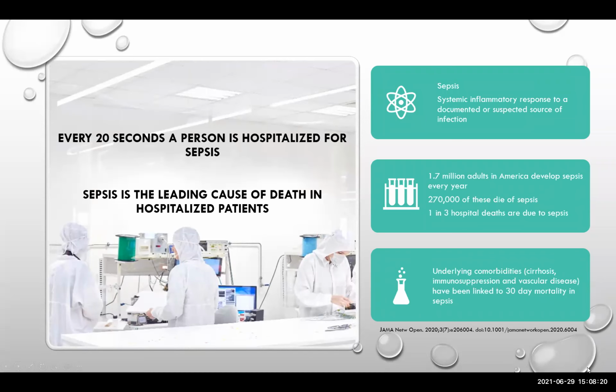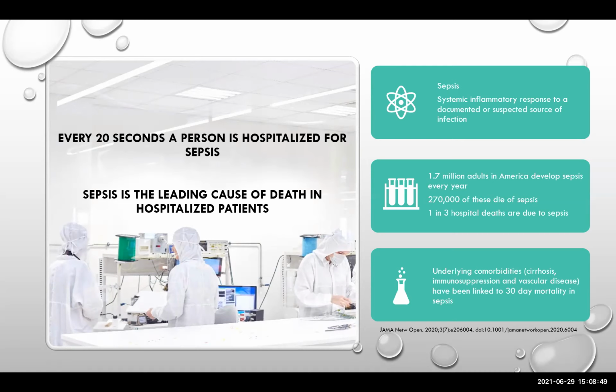Every second, a person is hospitalized for sepsis. Sepsis is the systemic inflammatory response to a documented or suspected source of infection. It's the leading cause of death in our hospitalized patients. Approximately 1.7 million adults in America develop sepsis every year. 270,000 of those die of sepsis, and 1 in 3 hospital deaths are due to sepsis.